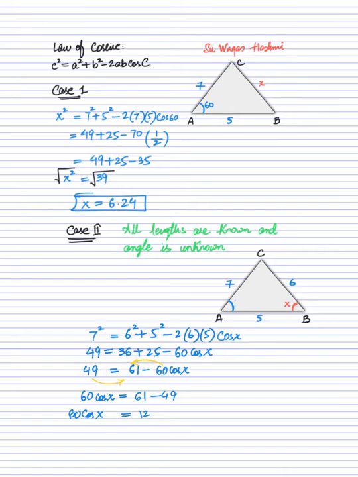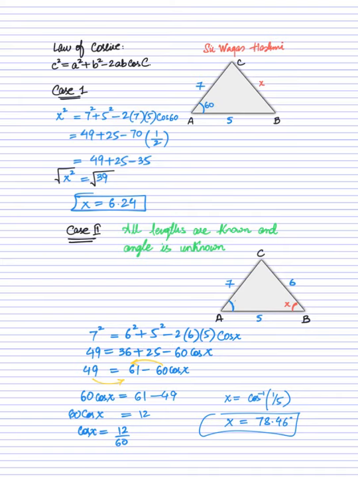60 is multiplying over here, so cos x equals 12 divided by 60, and after that you need to find the inverse of cos. 12 upon 60 is 1 divided by 5, and cos inverse of 1 upon 5 is 78.46. So that is your angle B.